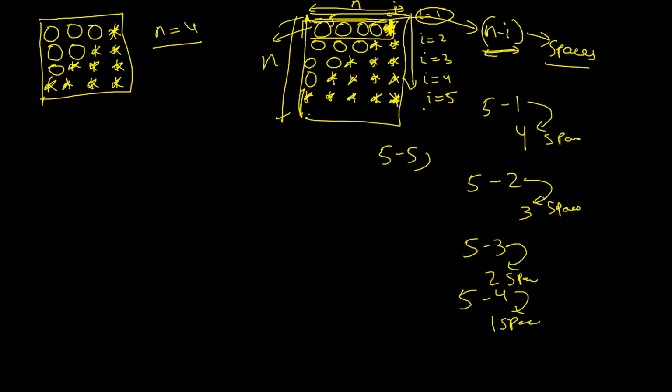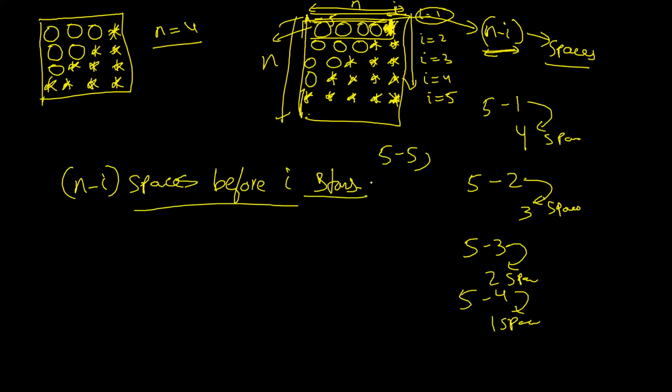So I've explained this thing, right? N minus 1 spaces before i stars. That's it.